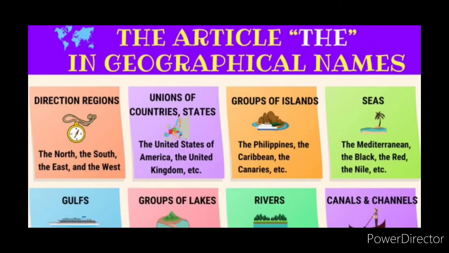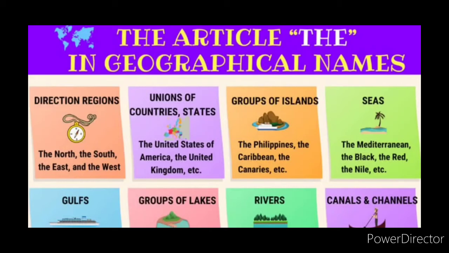Next one, look at the next one. Unions of countries and states, for example, the United States of America, the United Kingdom. So we need to use the article "the" in front of the unions and the countries and the states. Okay, children.